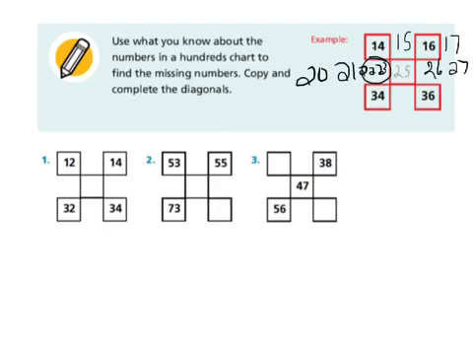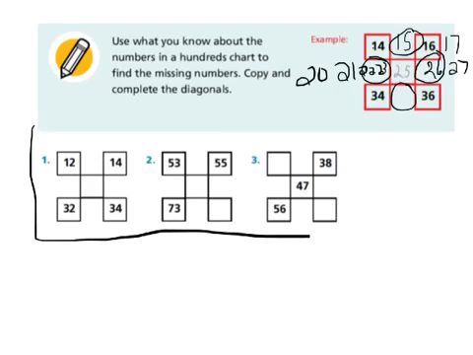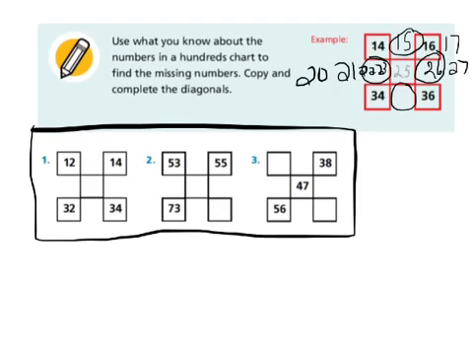So you're going to use the information that you know about the patterns that we see in a table to fill in all of these missing numbers. So go ahead and press pause and try to do that now with these patterns that we have here. Press pause and give it a try.